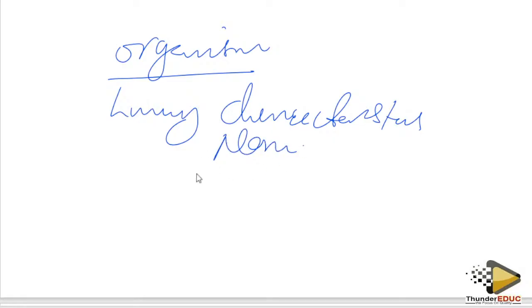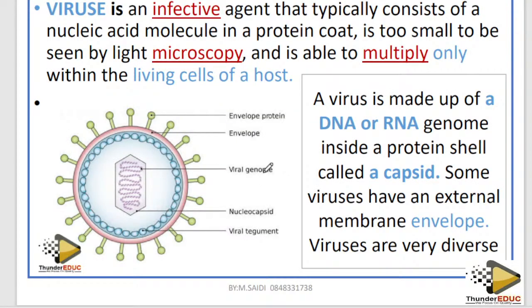So for the living characteristics, for example, it has DNA, because DNA is a part of a living character. Sometimes you call it the genome, it's the same thing. Don't forget that it has either DNA or RNA, but it does not have both.